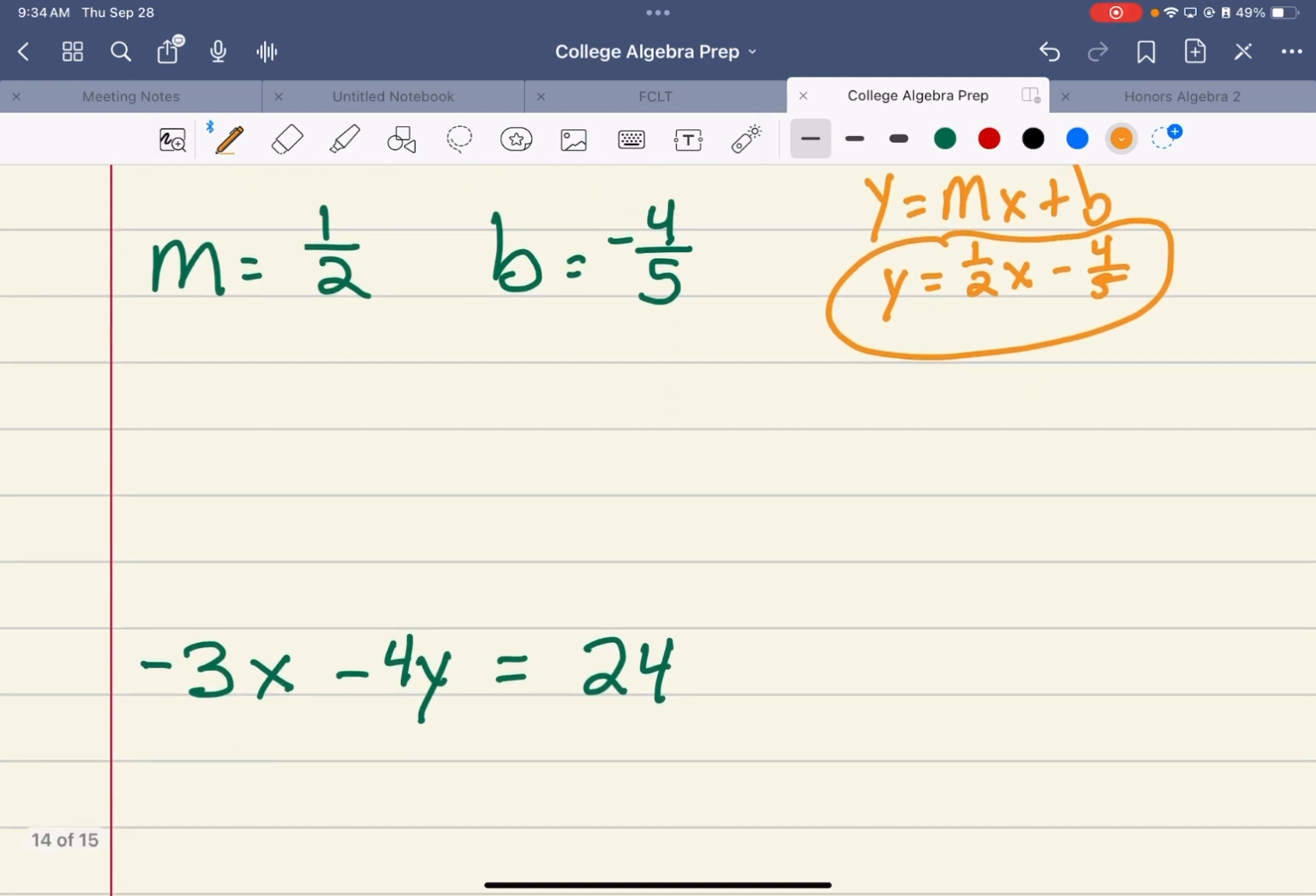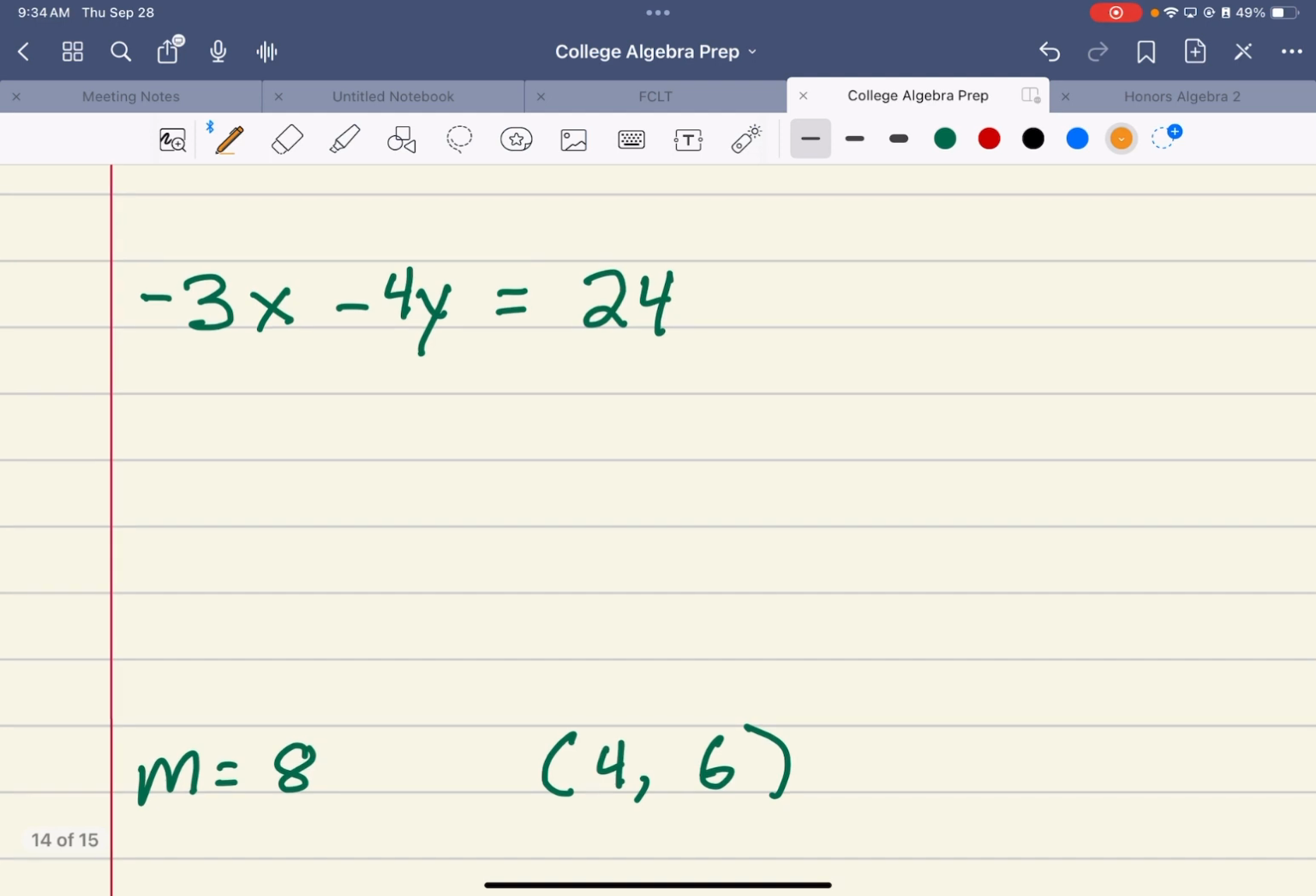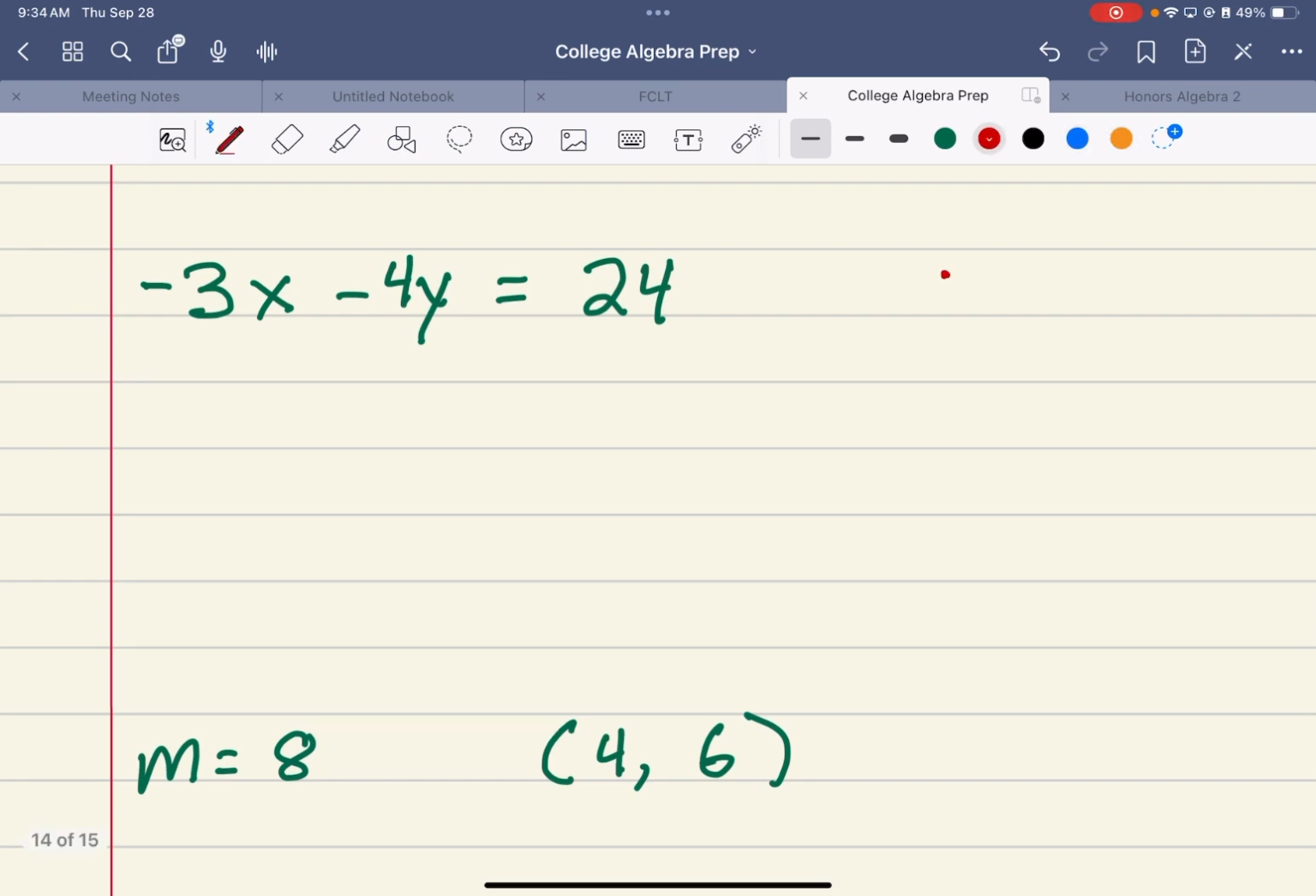The next one, we've got -3x minus 4y equals 24. The whole lesson today is putting things in slope-intercept form. So we want to put this in the form y equals mx plus b. So this means we get to practice solving for y. And then we'll identify the slope and we'll identify the y-intercept as well in this one.